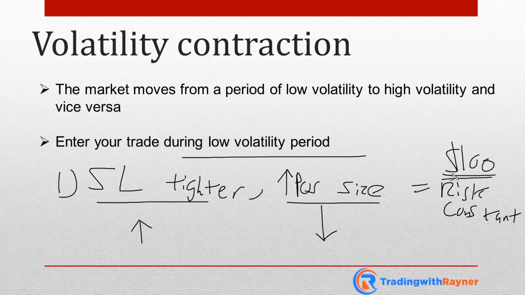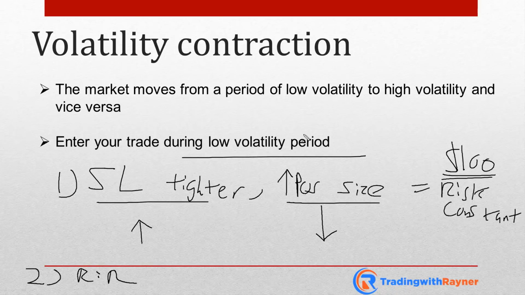This is an equation that I'm sure most of you are familiar with. If you're not, this equation holds no matter what. So a tighter stop loss allows you to get away with a larger position size and still keep your risk constant. The second benefit is that when you enter your trade with a larger position size, it gives you a more favorable risk to reward.